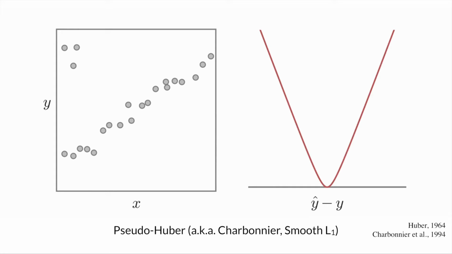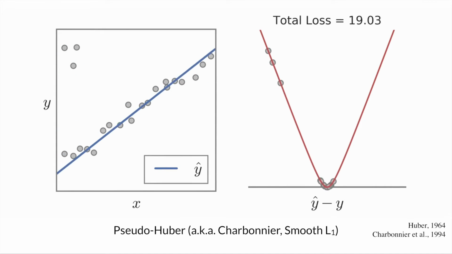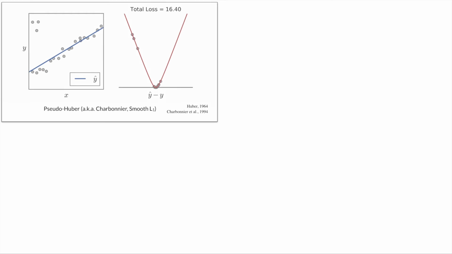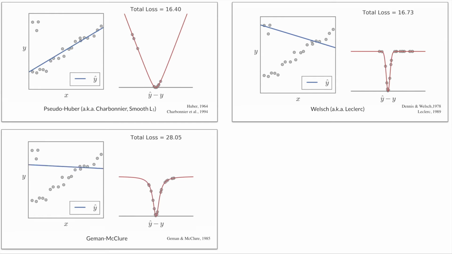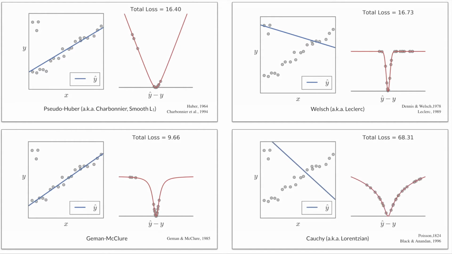So maybe you should change your loss function. Here's a popular choice, a pseudo-Huber loss. And this works better, but it's still influenced by those outliers a little bit. So you might go and read some papers and find some other robust loss functions. There's a bunch out there. Here's Welsch loss, which doesn't work too well for this data. Here's Geman-McClure loss, which works pretty well. And here's Cauchy loss, which works slightly better. So we've got a model that we're happy with, but we had to manually try a bunch of different discrete loss functions to get here.